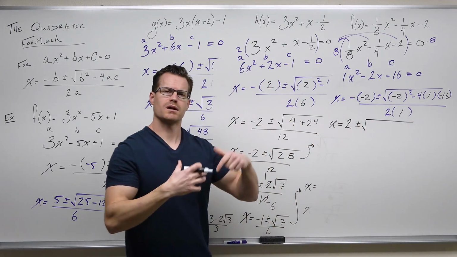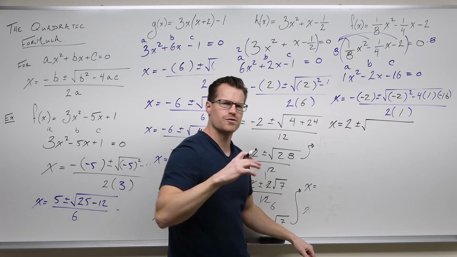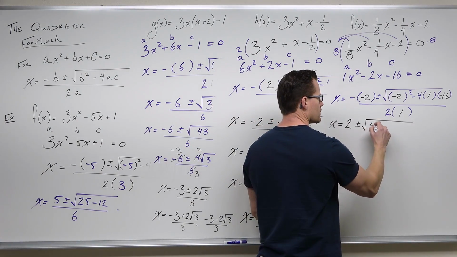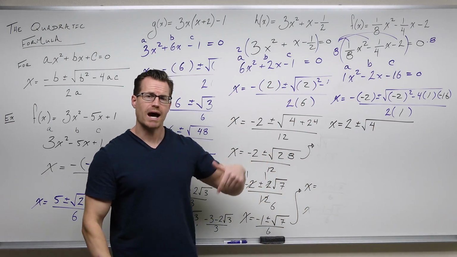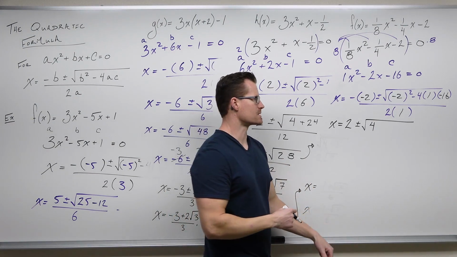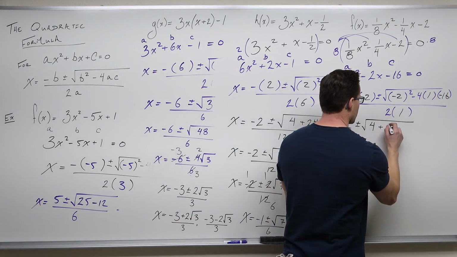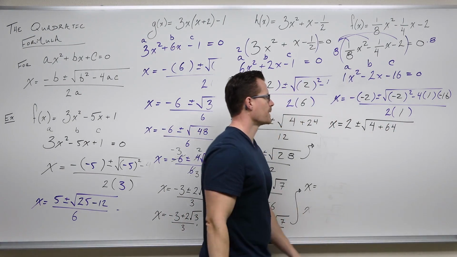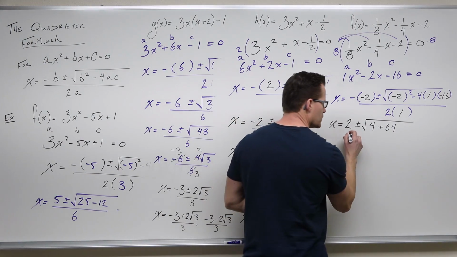Instead of our square root, be careful. -2 squared is 4, not -4. It's very easy for students to make little sign errors. We're not going to be subtracting 64. We're going to be adding 64. And lastly, 2 times 1 is 2.